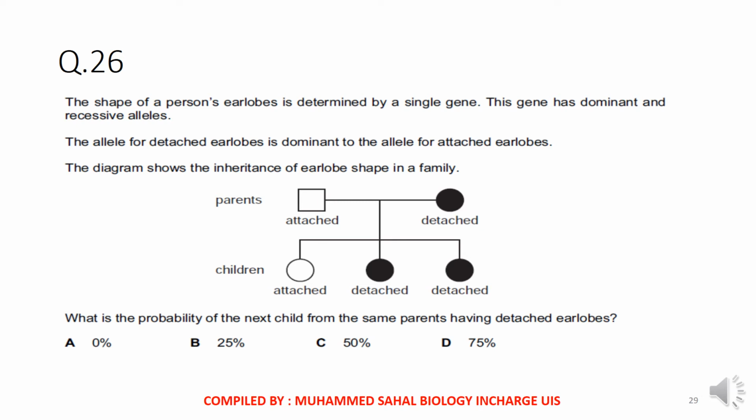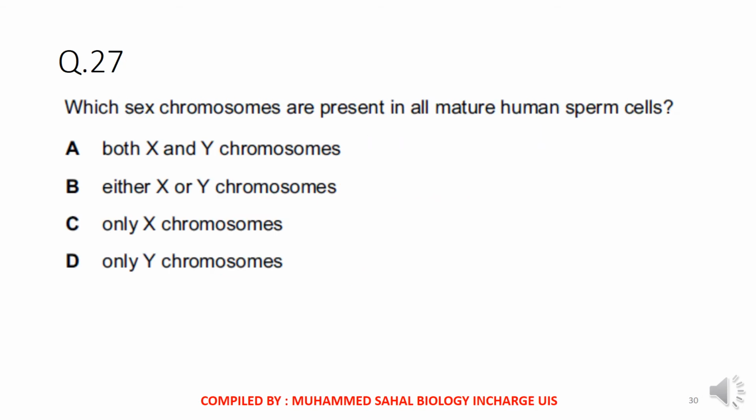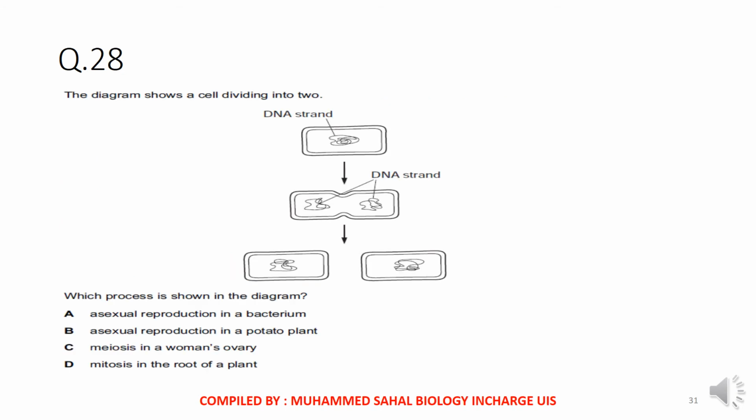What's the probability of the next child from the same parents having a detached earlobe? The answer is C. Which sex chromosomes are present in all mature human sperm cells? The answer is B. Question number 28.